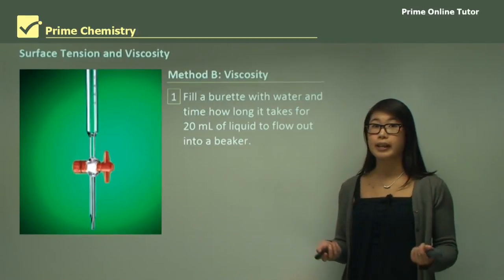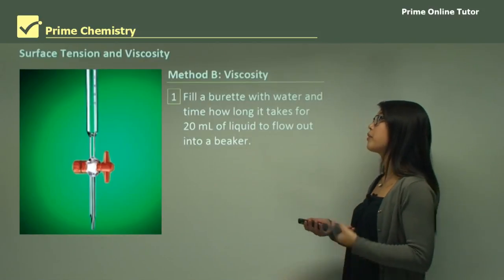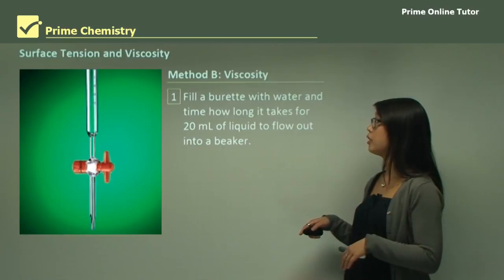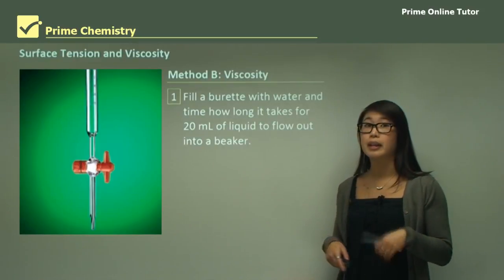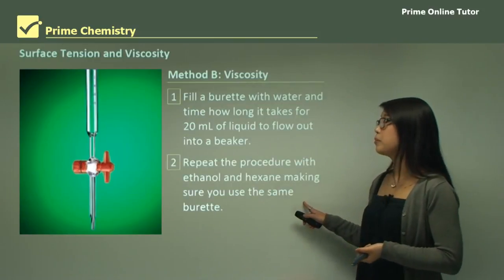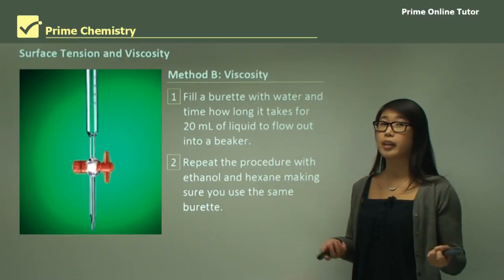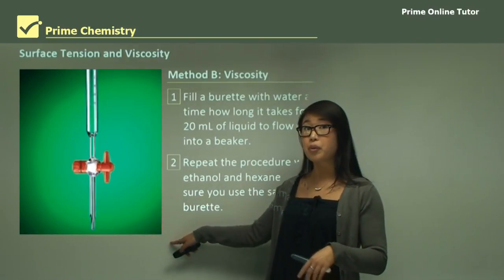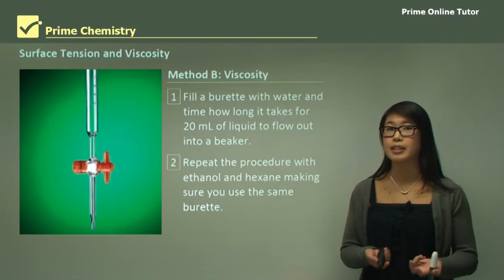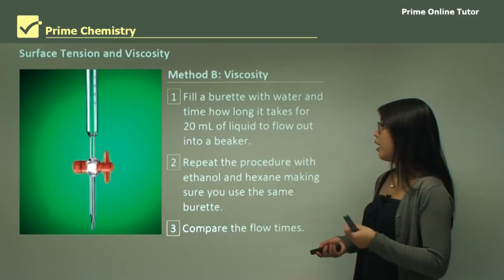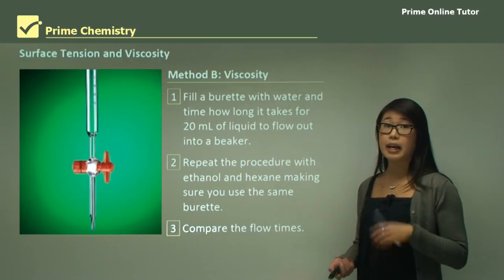The next thing we'll be looking at is viscosity. So remember, viscosity is the ability of the liquid to flow. We need to fill a burette with 20 mL of liquid and let it flow out of the burette into a beaker and time it. Then we'll repeat the procedure with ethanol and hexane, making sure we use the same burette. If we don't use the same burette, it might change the amount of flow. We need to be consistent when we're doing experiments to test things. Then we'll compare the flow time. The amount of time indicates how viscous the liquid is.